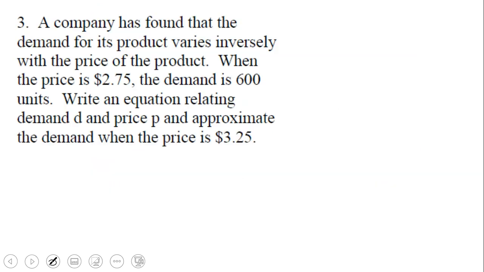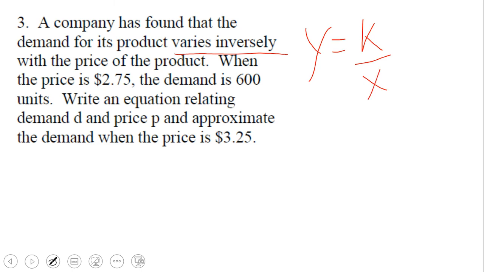One last problem: a company has found that the demand for its product varies inversely with the price of the product, and that should make sense. The more expensive something is, the fewer people that want it. The cheaper it is, the more people that want it. So when you see that relationship, that's how you know that it's y equals k over x.